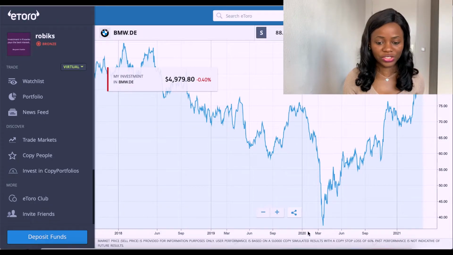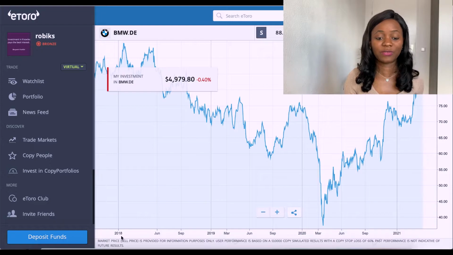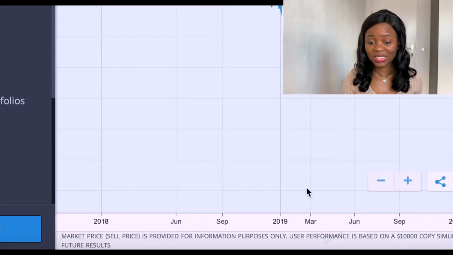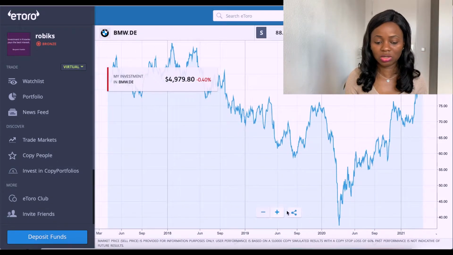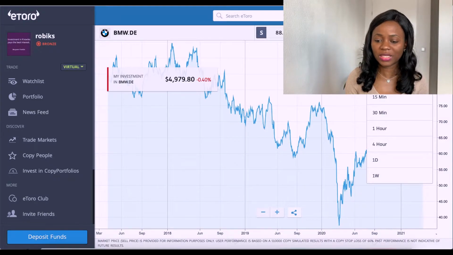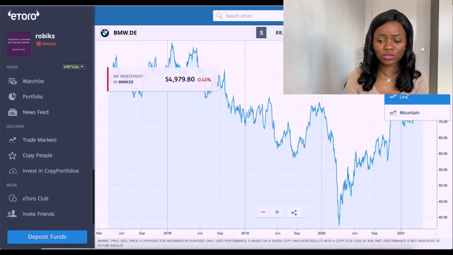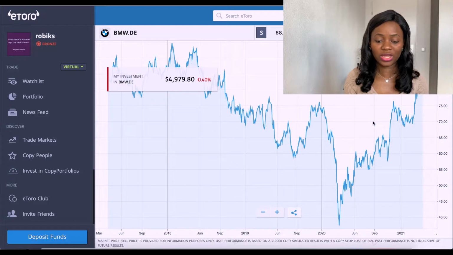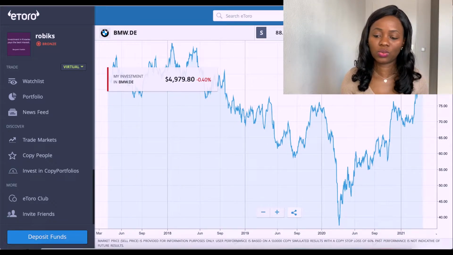So you can view the chart as well, and here you can see how the market has performed in the last 3 years since 2018. You can increase it, you can decrease it, there's so many things. You can use different kinds of ways to view your chart, but I like my chart with the lines like this because then I'm able to really work on it that way.